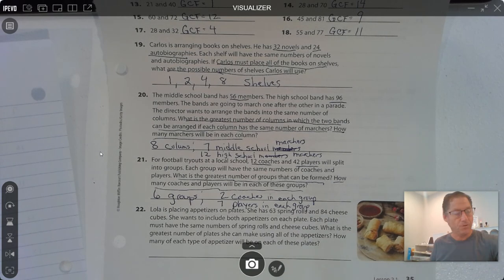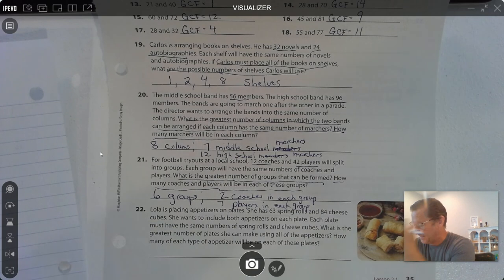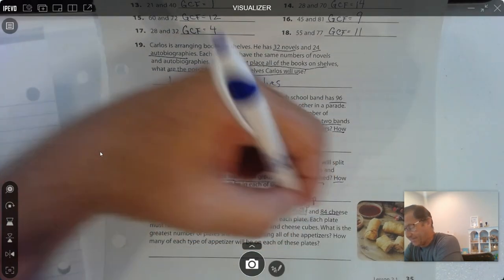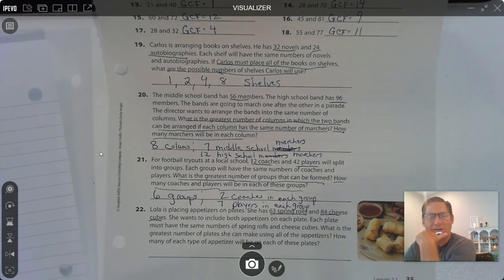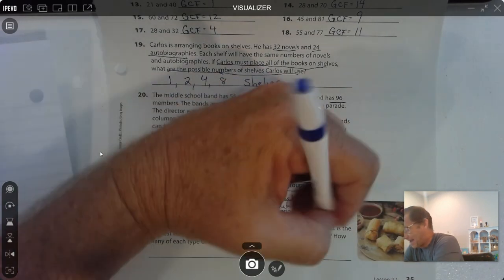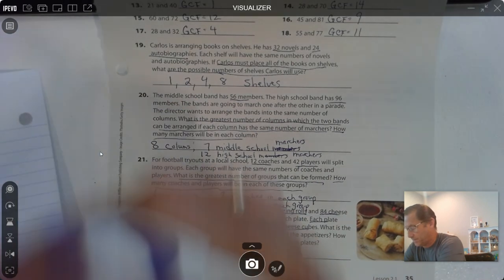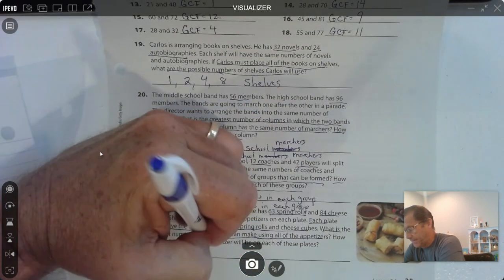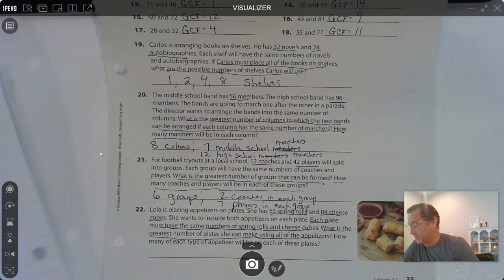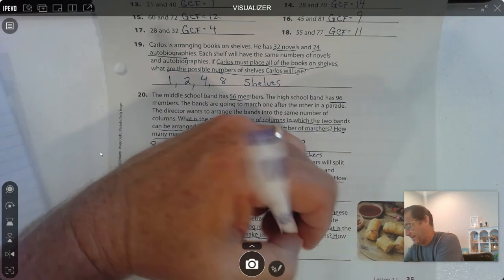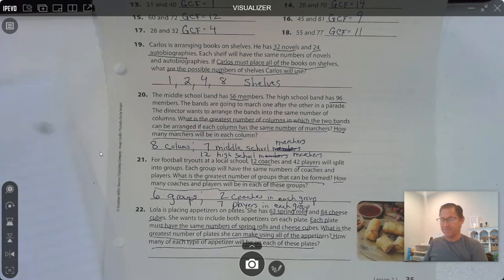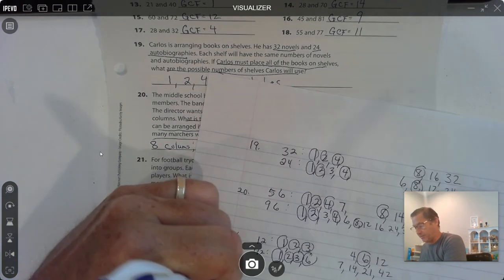All right, 22. Lola is placing appetizers on plates. She has 63 spring rolls, 84 cheese cubes. She wants to include both appetizers on each plate. Each plate must have the same number of spring rolls and cheese cubes. What's the greatest number of plates she can use using each of the appetizers? And how many will be of each? Okay, again, we're finding the greatest common factor.